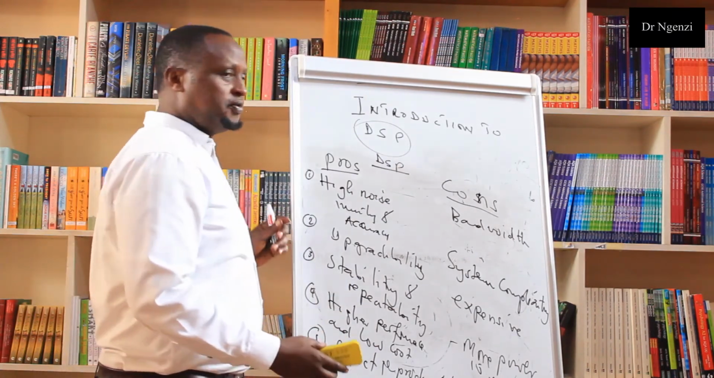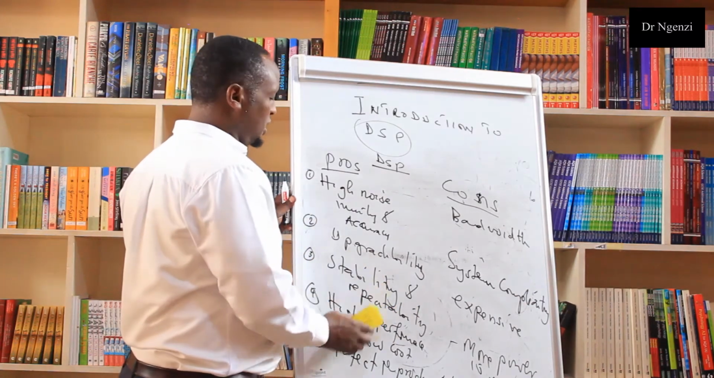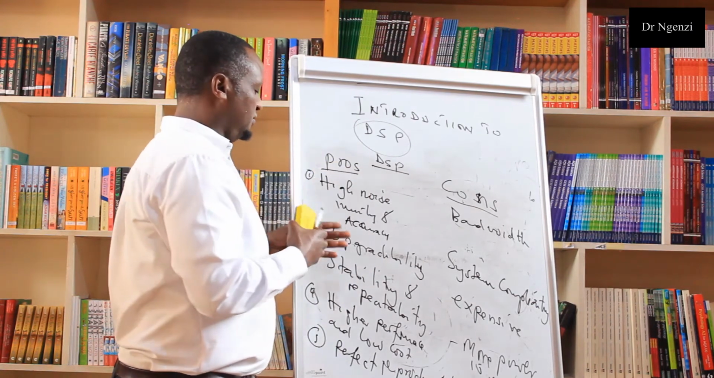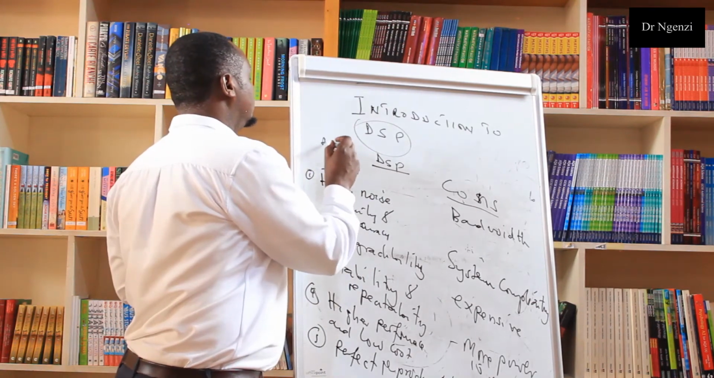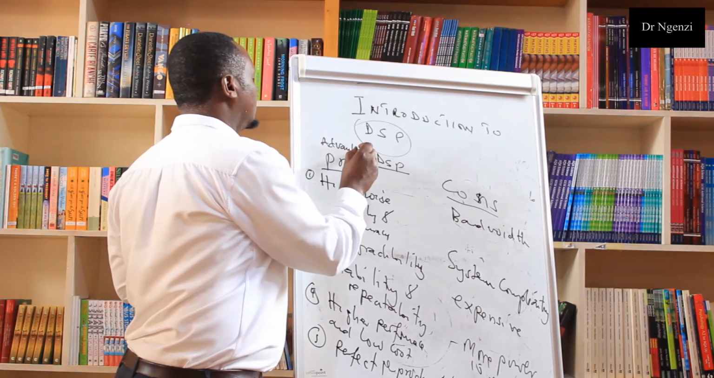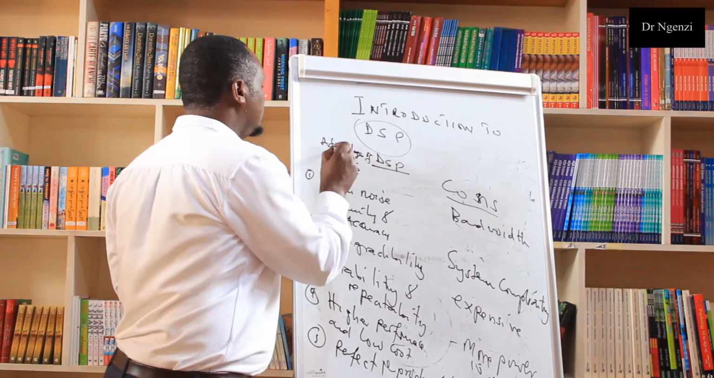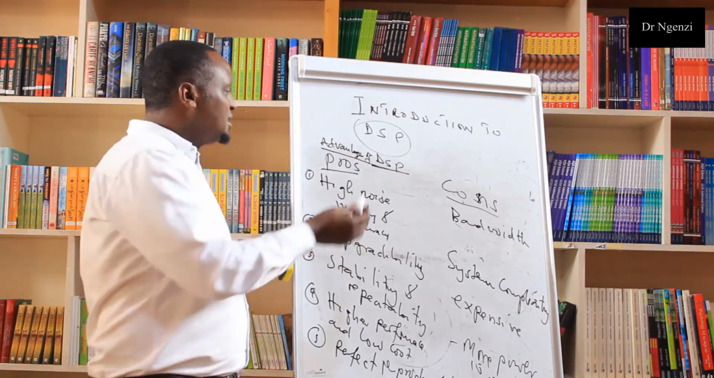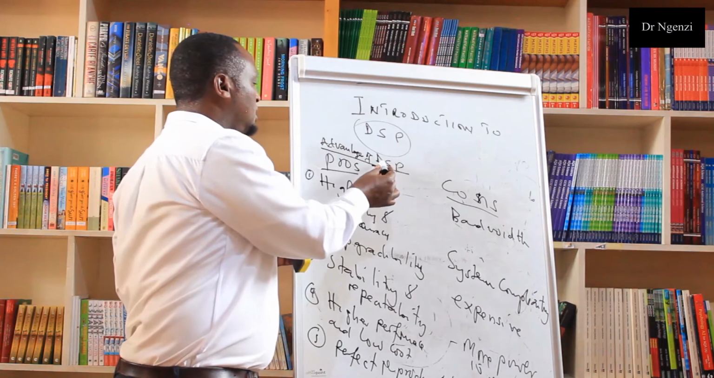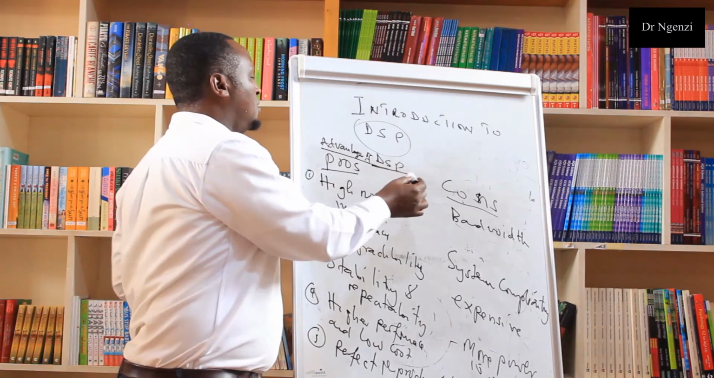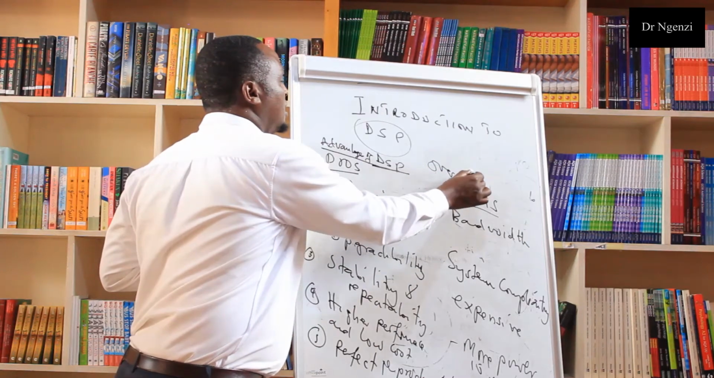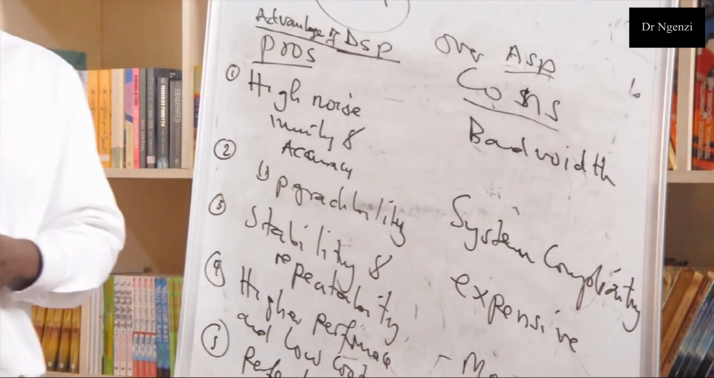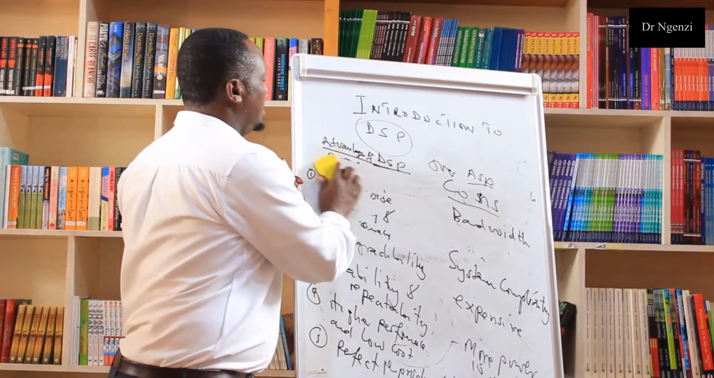So if I can go fast and erase this one and go to the next point, we have seen the advantages of DSP. And now we are going to see the advantages of digital signal processing over analog signal processing, ASP and DSP, so that we can compare them.